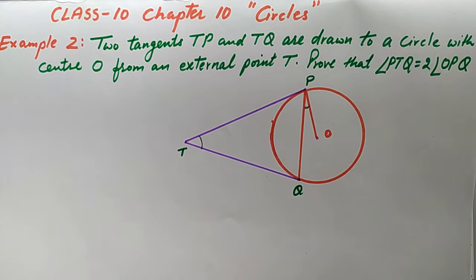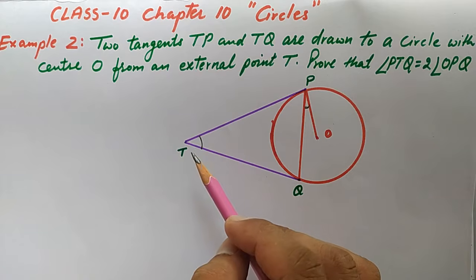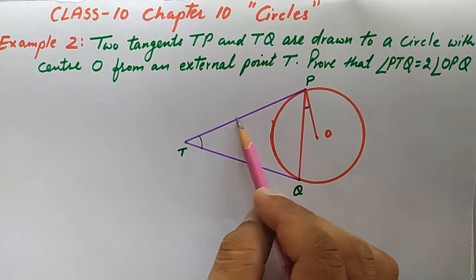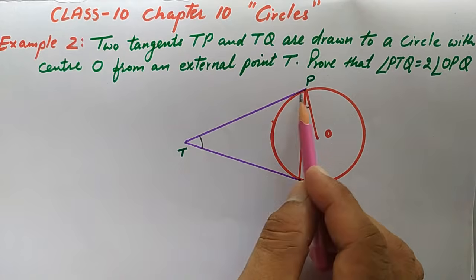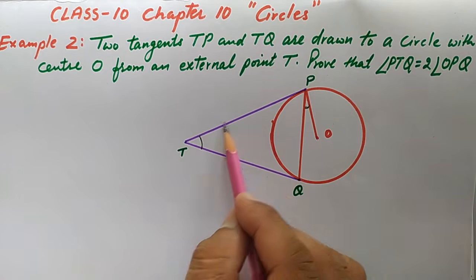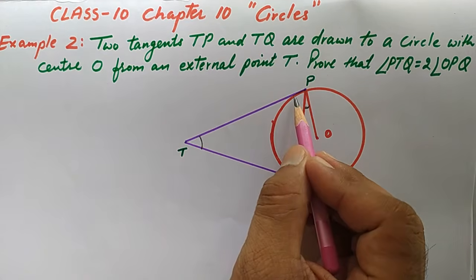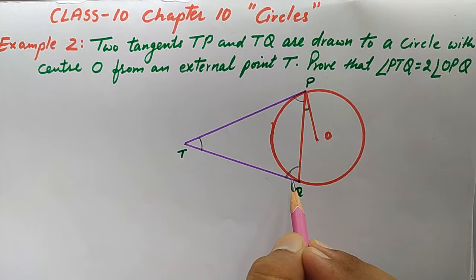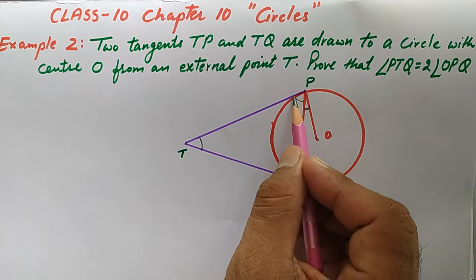So before solving this question, we should know the two theorems of the chapter circles. First theorem is tangents from an external point to a circle are equal. It means TP should be equal to TQ because tangents from an external point are equal. So TP is equal to TQ. So it becomes an isosceles triangle. TPQ is an isosceles triangle. So this angle will also be equal to this angle because in an isosceles triangle, angles opposite to equal sides are equal. So if TP is equal to TQ, then this angle is equal to this angle.